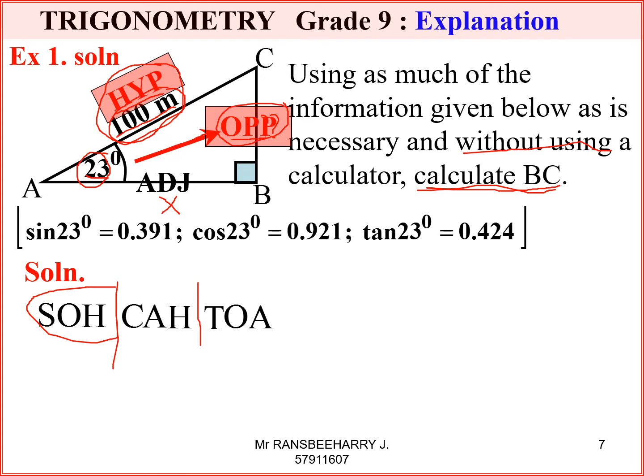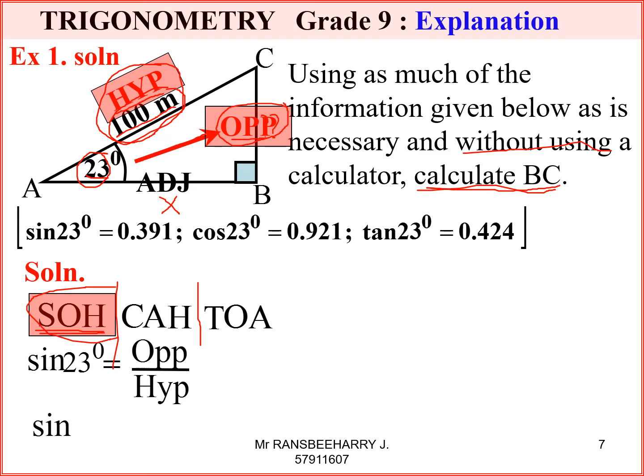First step, we identify opposite, adjacent, and hypotenuse. Second step, we decide which ratio we are going to use, sine, cos, or tan. So here we have decided we are going to use sine. So sine of 23 degrees is OH, opposite over hypotenuse. The opposite is BC, hypotenuse is 100. So BC over 100.